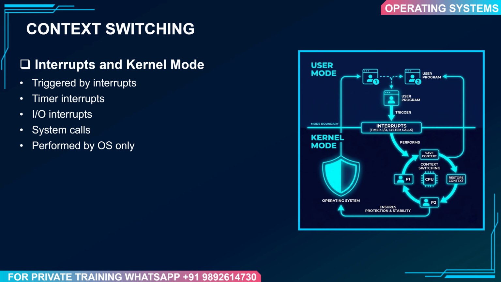Another subtle but important detail is that context switches are triggered by interrupts. Timer interrupts, I/O interrupts, and system calls all play a role. This ties context switching back to earlier discussions about kernel mode and user mode. User programs do not perform context switches by themselves. The operating system does it on their behalf, ensuring protection and stability.